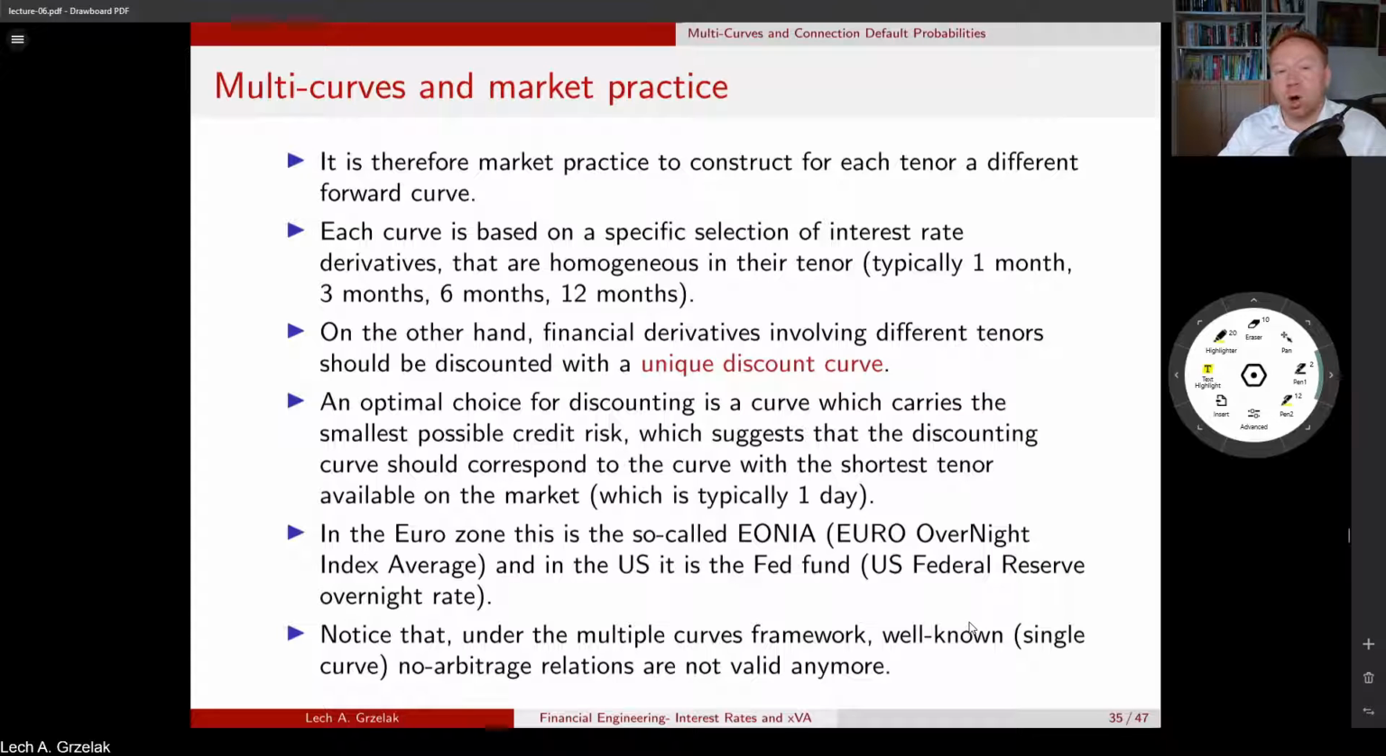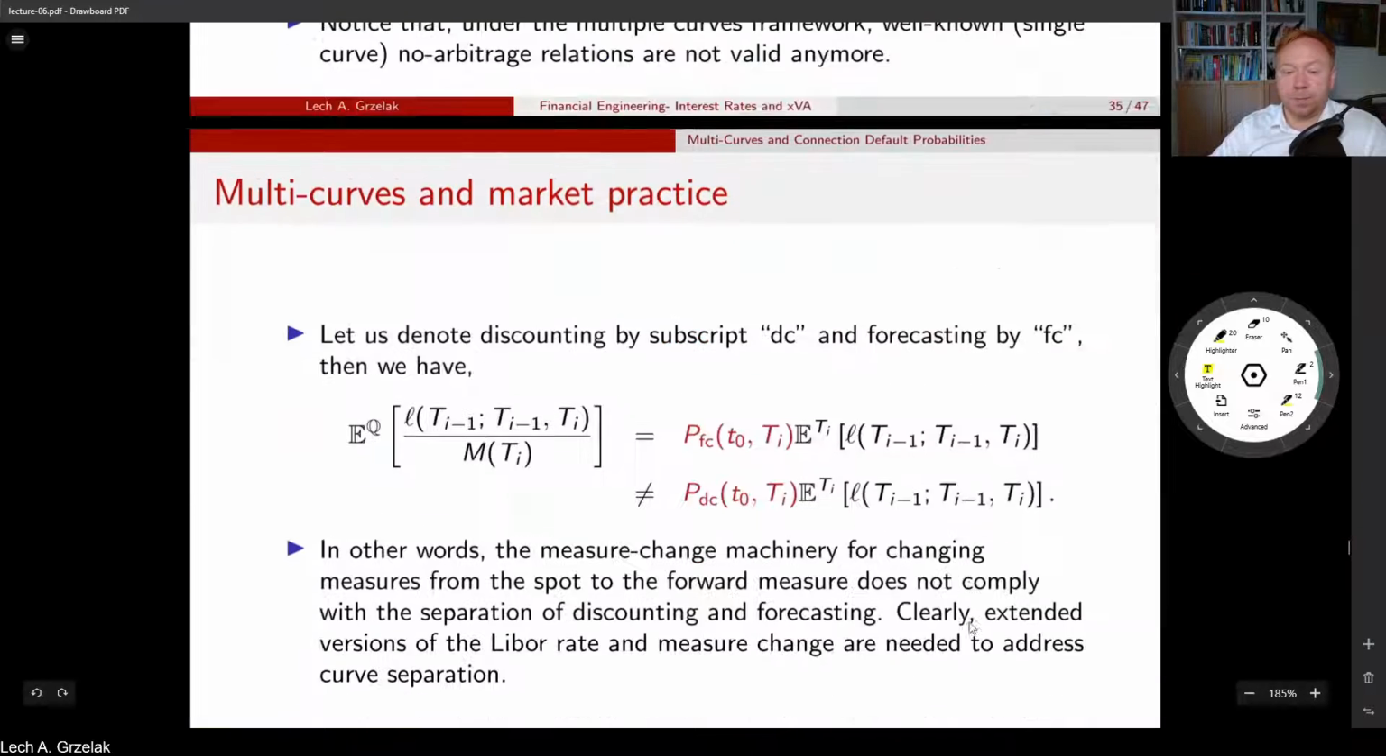And of course, it was the opposite, where a theory was first developed and then the market followed. Here it was the opposite: the market behaved in a certain way, and practitioners and analysts tried to understand what exactly happens. And today I will illustrate the mechanics behind the inclusion of default probabilities in the building of those multi-curves.